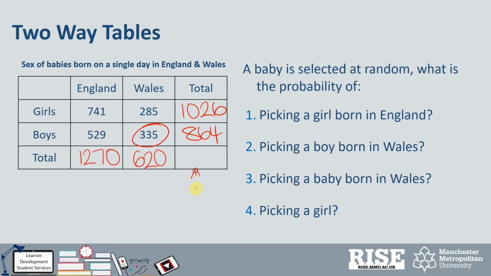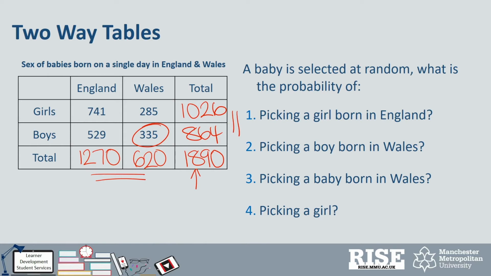Now this total value here should be the same whether you add these two values or these two values. So it's always a good idea to check that they both equal. If I add 1,270 to 620, I get 1,890. And if I do 1,026 add 864, I also get 1,890. So I know my totals have been worked out correctly.